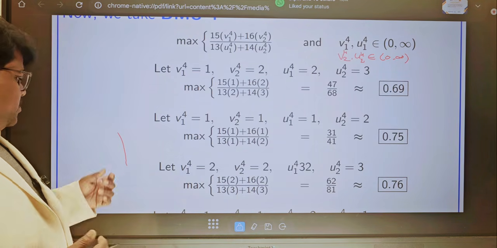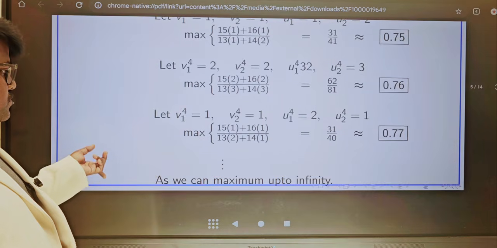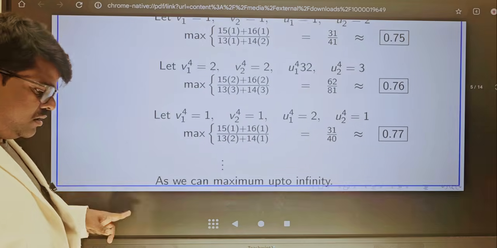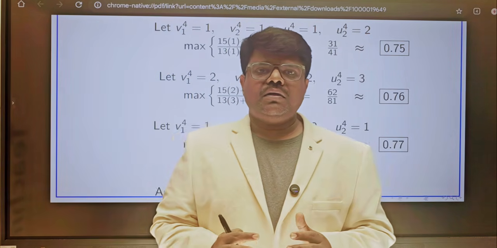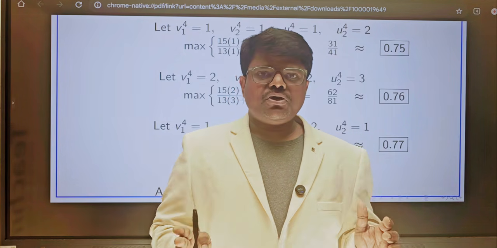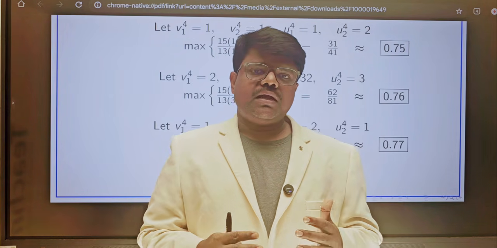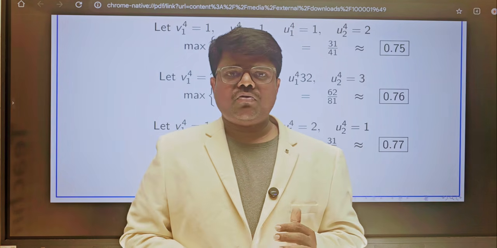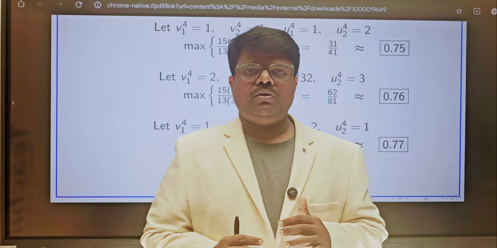Now, before going to the CCR model, we have taken 4 DMUs, but we are maximizing. I am trying to maximize the ratio of DMU1, the ratio of DMU2, the ratio of DMU3, and the ratio of DMU4. But while I am maximizing the ratio of DMU1, I am not considering DMU2, 3, 4.